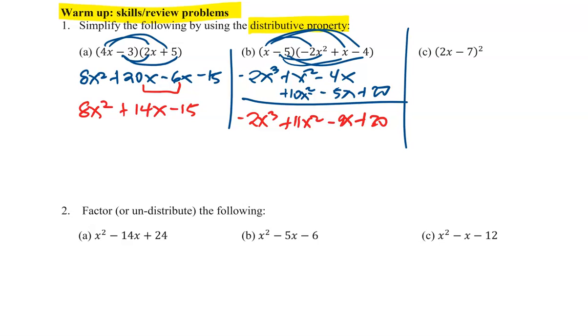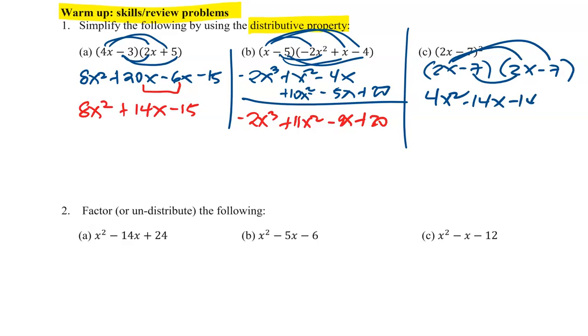2x minus 7 squared, we can rewrite this as 2x minus 7 times 2x minus 7. Then we can now use the distributive property. 2x times 2x is 4x squared, 2x times negative 7, negative 14x, same thing here, and negative 7 times negative 7 is positive 49. Then we can combine these two terms, so the final answer, 4x squared minus 28x plus 49. Okay, then number 2, factor or undistribute the following.